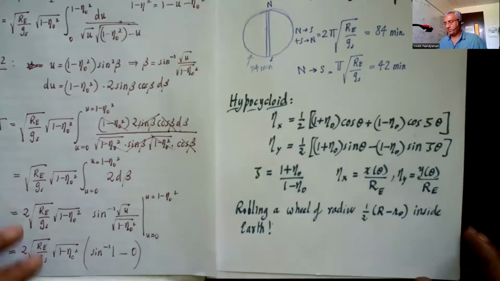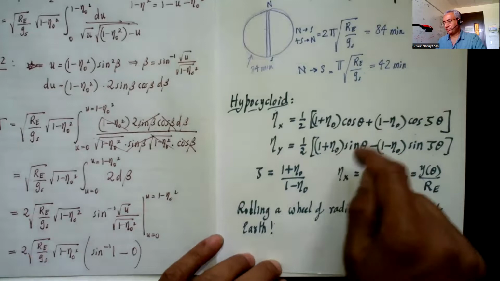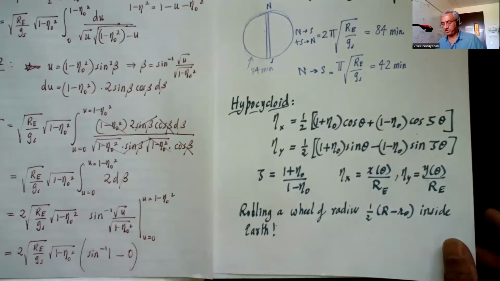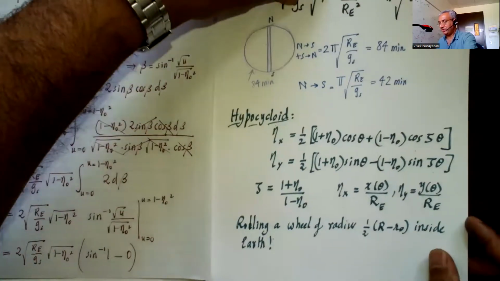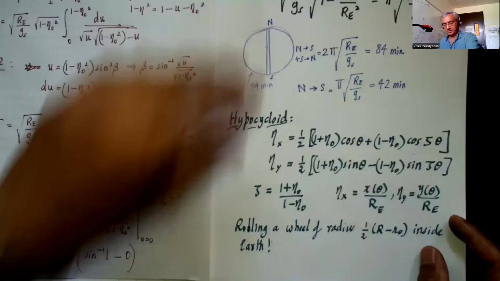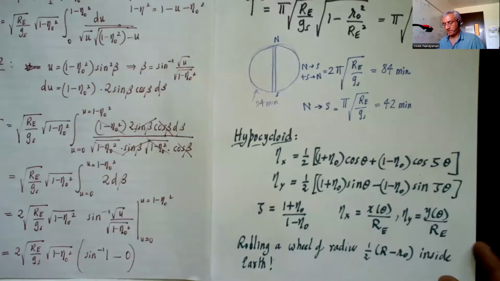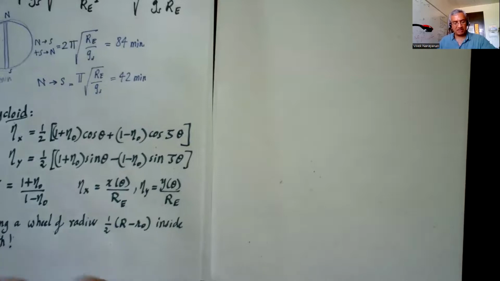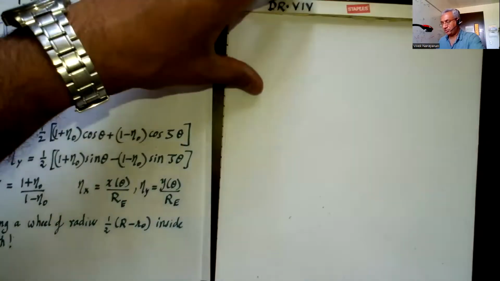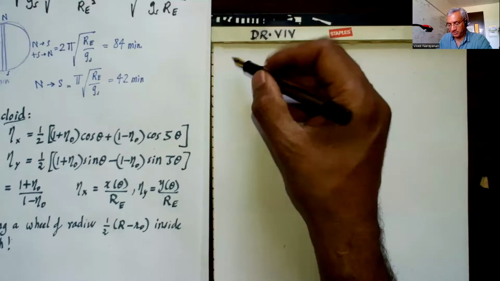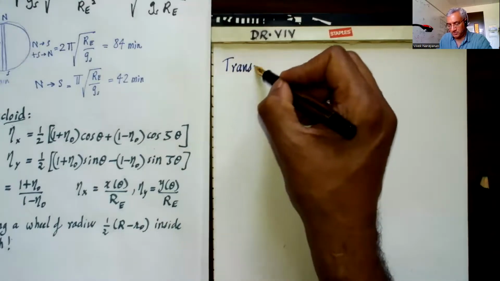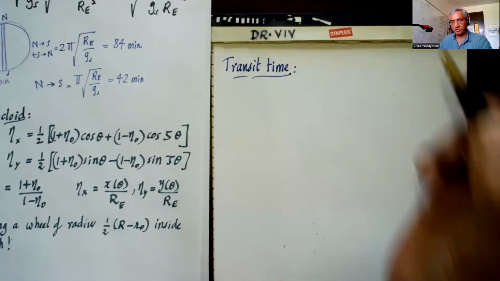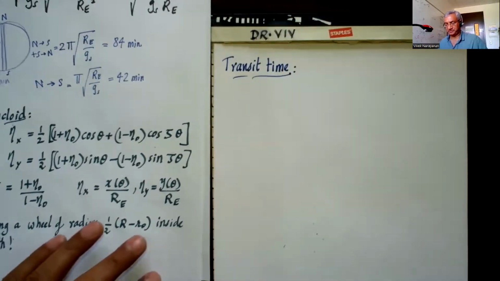What we can do is use these equations for the hypocycloid to find the transit time, because we need a formula for eta naught squared. The transit time involves eta naught squared. So let's try to figure that out. This is the final calculation in this video. It shouldn't take us more than 10 or 15 minutes. The transit time had better be less than 42 minutes, because that's the transit time to go through the center of the Earth.